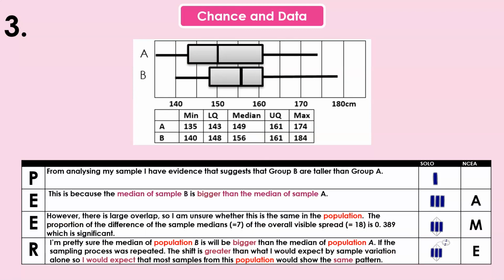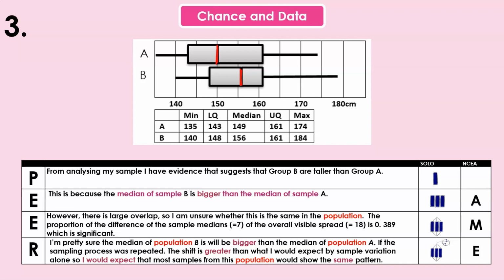So looking at a third scenario, you can see there's much more overlap now. So the medians are much closer, so there's less evidence to say that one's bigger. We've still got B bigger than A. So from analysing my sample, I have evidence that suggests that group B are taller than group A. This is because the median sample of B is bigger than the median sample of A. However, there's large overlap, so I'm unsure whether this is the same in the population.